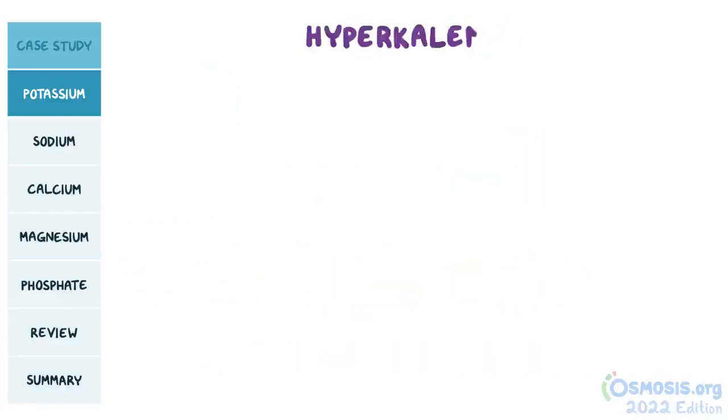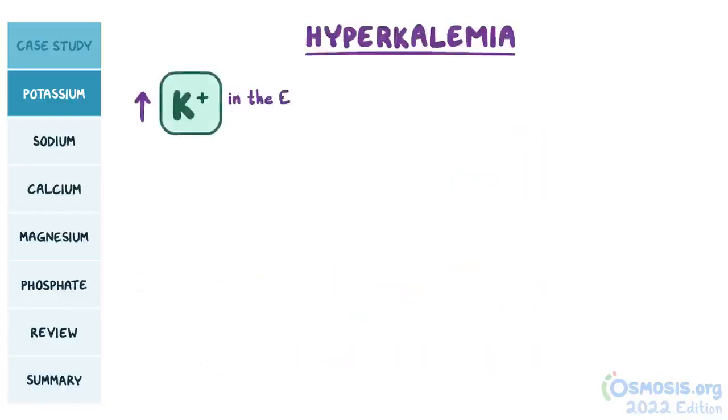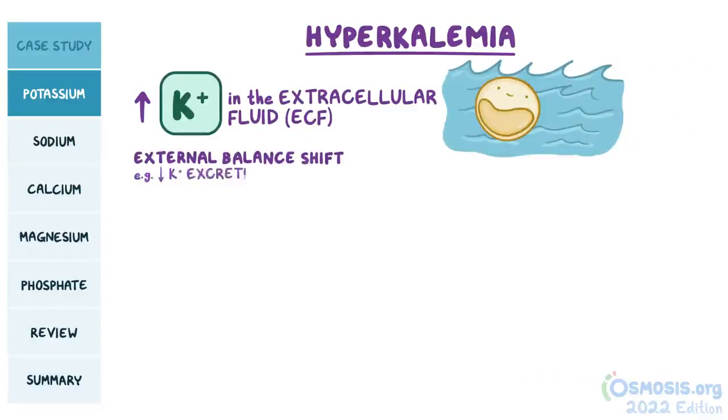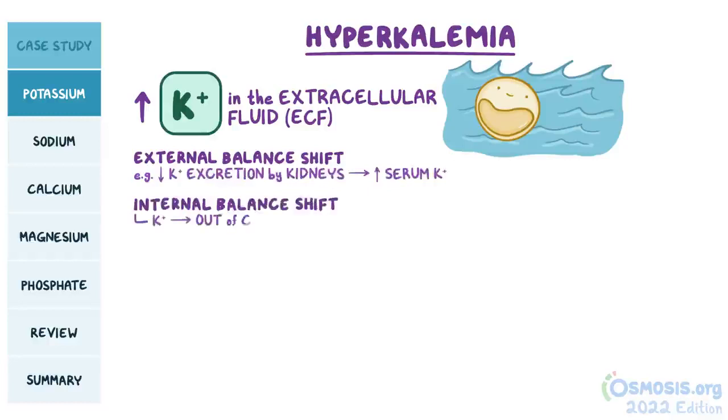So, with hyperkalemia, there's too much potassium in the extracellular fluid, or ECF. And in order for there to be hyperkalemia, there are two possibilities. The first is an external balance shift, like when there's decreased potassium excretion by the kidneys, leading to an increased serum potassium. There's also an internal balance shift, where potassium moves out of cells and into the interstitium and blood.